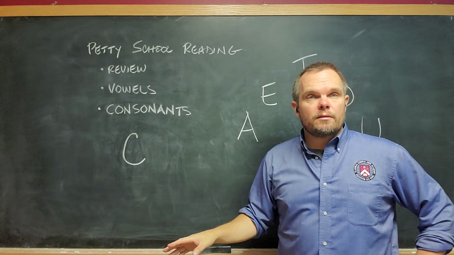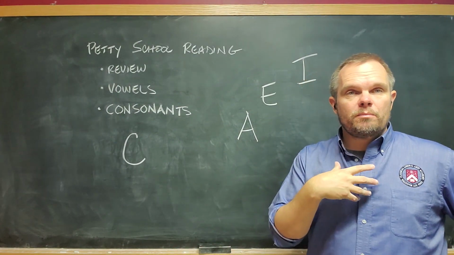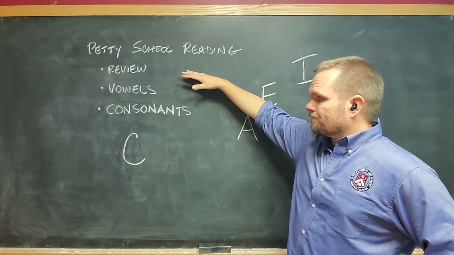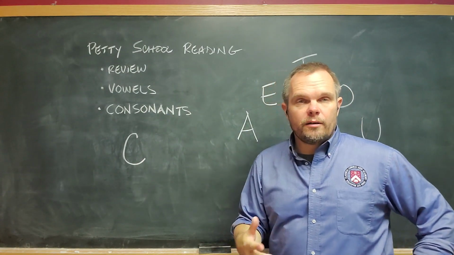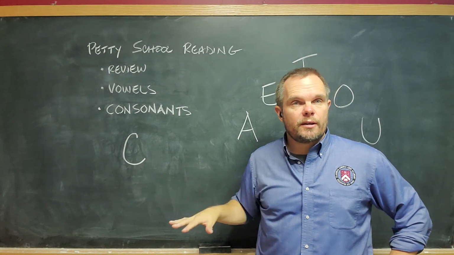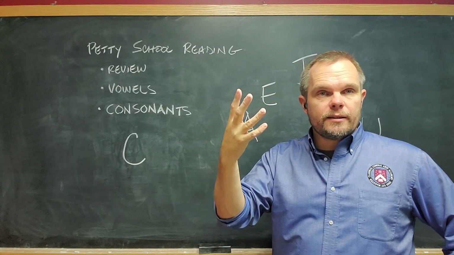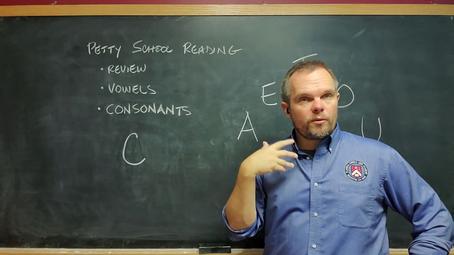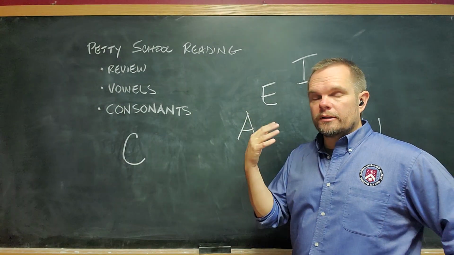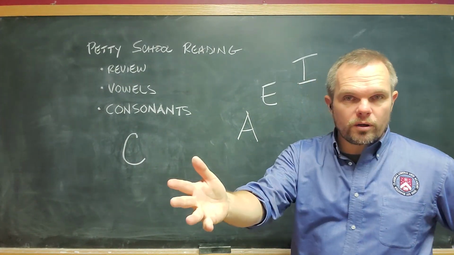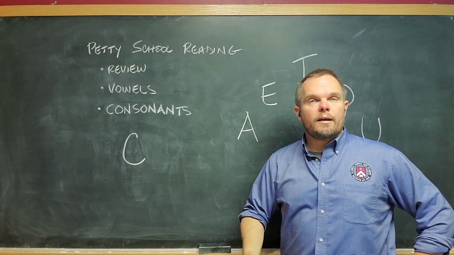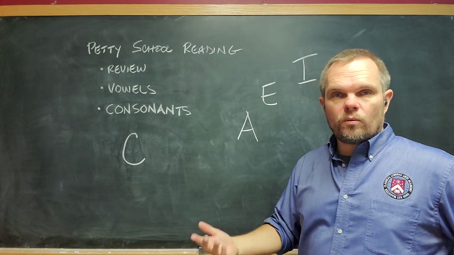In our first lesson, we talked about language. We said that human beings are the only creatures that use language. We said that language is used to share ideas, and that ideas are images in our mind of objects in the world. And one of the ways that we share our ideas is with words. There are two kinds of words: spoken words and written words. In Petty School Reading, we're learning about how to read and write written words.